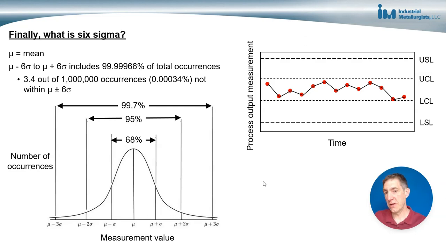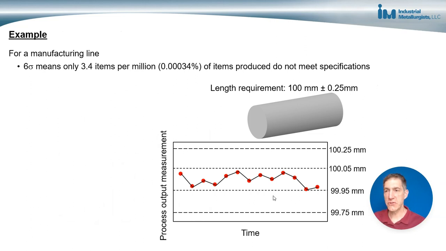And it's a way to indicate, if we say a process is 6 sigma, it means it only produces 3.4 defects out of 1 million occurrences of the thing that we're producing. So for example, let's look at a manufacturing line that's producing this thing. It's a rod, and the requirements are that it has to be 100 millimeters plus or minus a quarter of a millimeter. So the upper spec limit is 100.25 millimeters, and the lower spec limit is 99.75 millimeters.